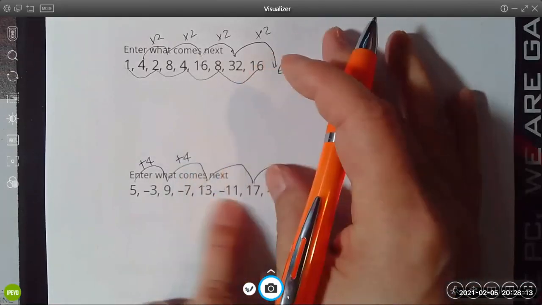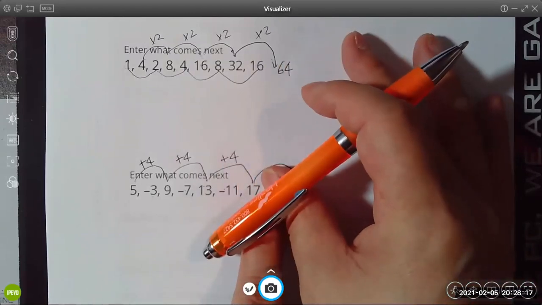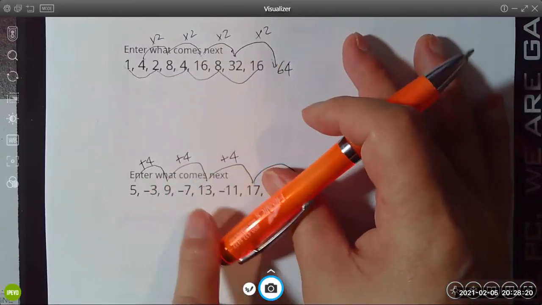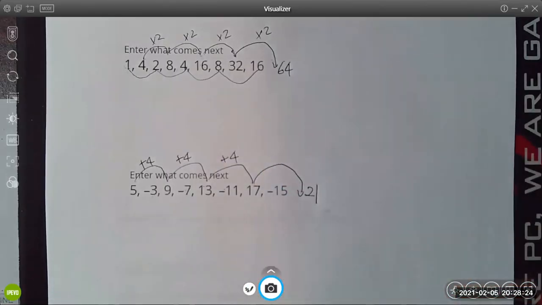And add 4 to 13, we should get 17. Yeah, looks like we established this pattern. We just add 4 constant each time, add 4 to get the next one. 17 add 4, 21. So we get the next one. So it's not that hard to do.